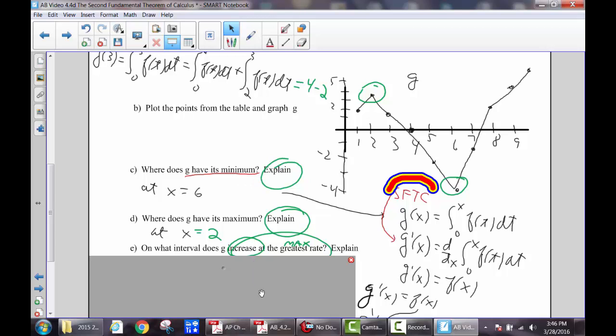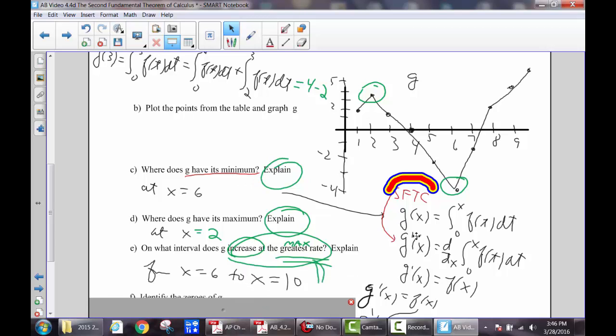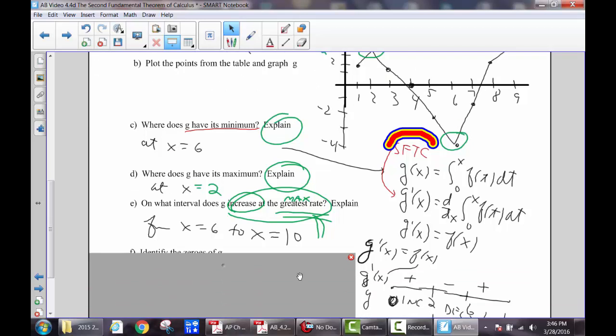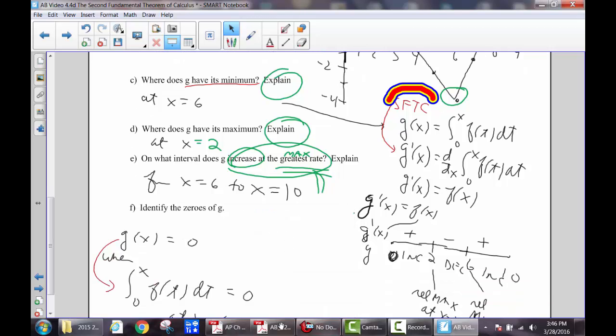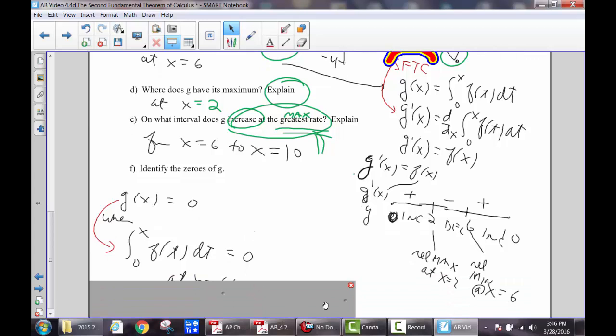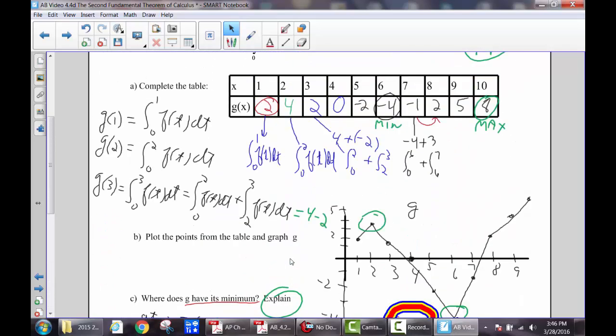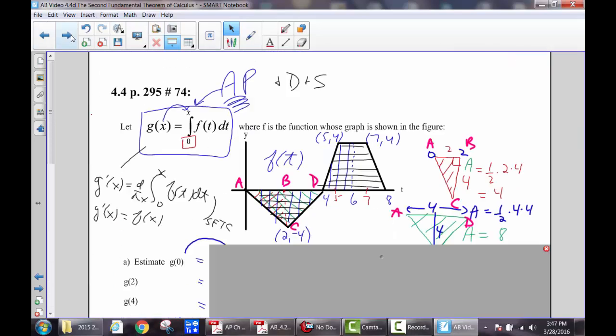When does g increase at the maximum rate? That would be from 6 to 10. That's when the slope is the steepest. The zeros of g, in other words, when is g of x equal to 0, which is when is the integral from 0 to x of f of t dt equal to 0, and that happens at x equals 4 right here.